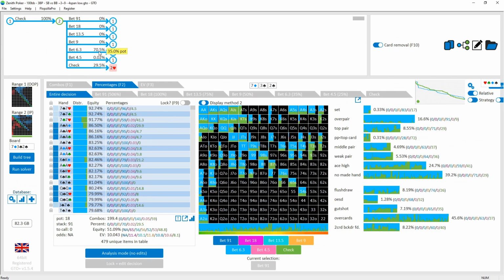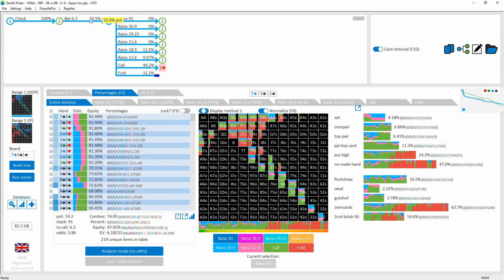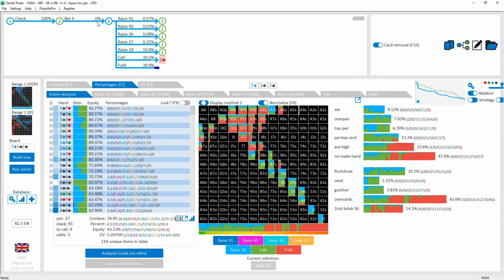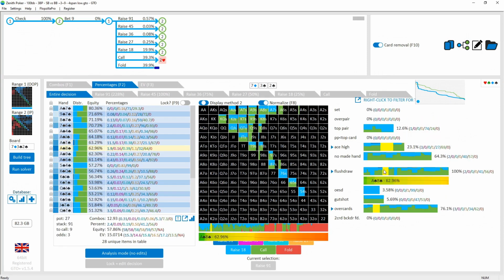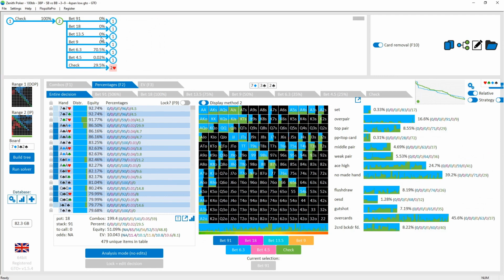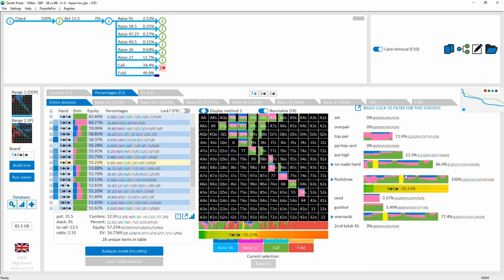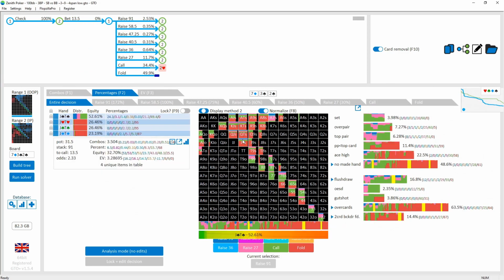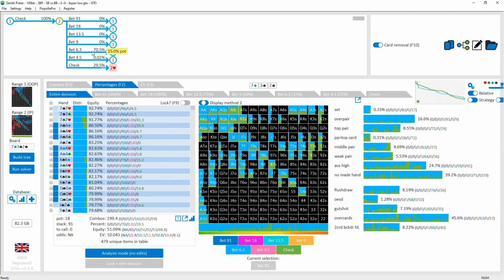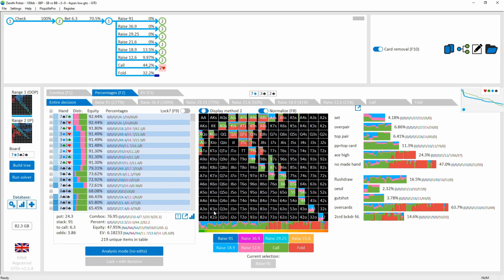So say, for example, check 35%. If you bet a little bit too big, say, for example, half pot, you start getting raised by some of these flush draws. Bet a little bit bigger than that, and these flush draws can just jam into you, and these flush draws are doing really well. So bet a little bit on the smaller side. Avoid running into a set, top pair, pocket pair, and a flush draw.